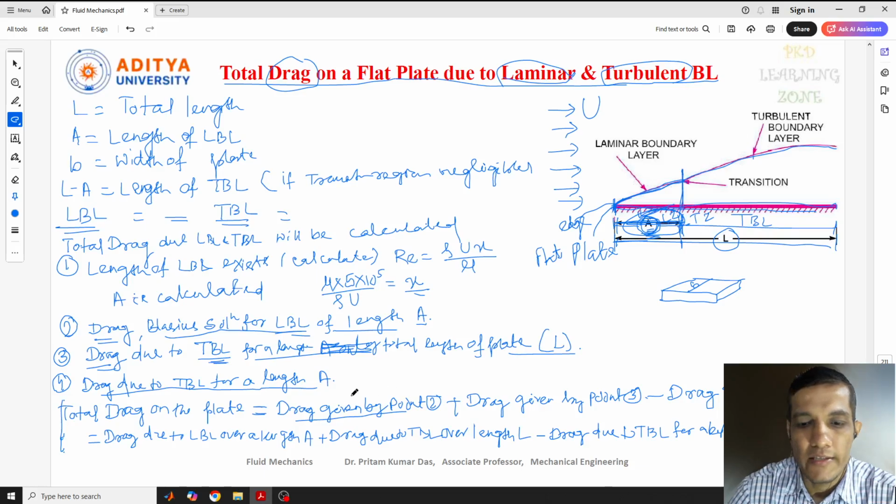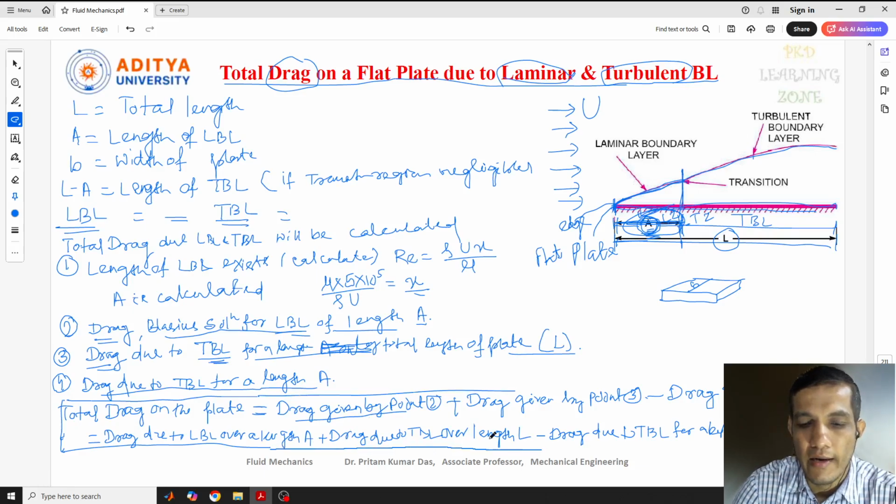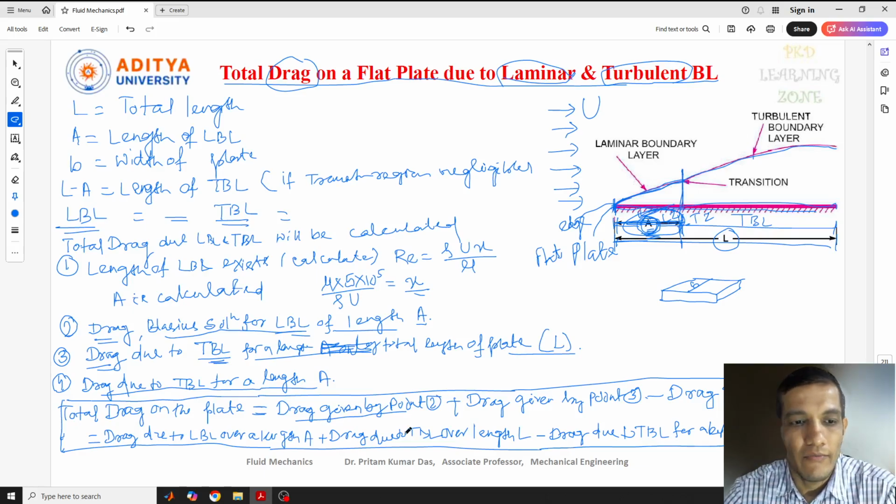So I hope you understand this concept. This is simple, but we need to consider some assumptions, as I told you, and along with that we need to consider both turbulent and laminar boundary layer for the whole plate, and we can calculate this one. So I hope you understand, and this formula I already gave you in the previous lecture. I have shown you the formula for this. Only the concept needs to be understood here.